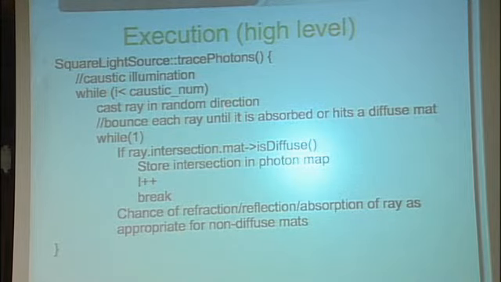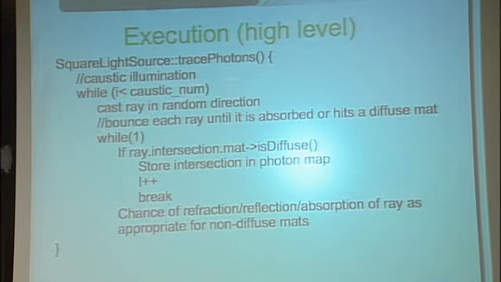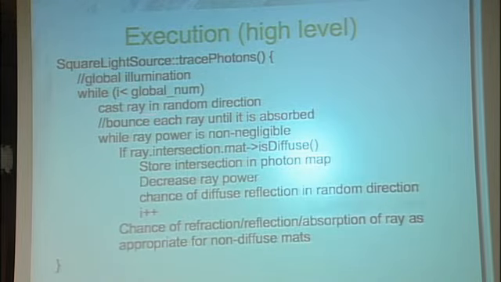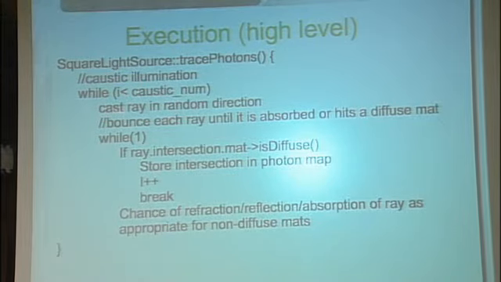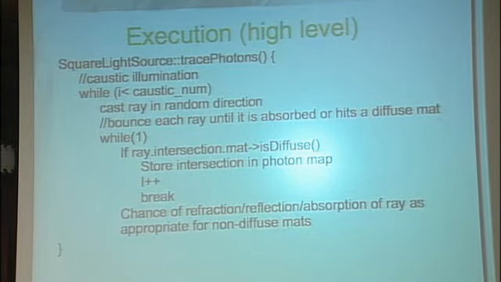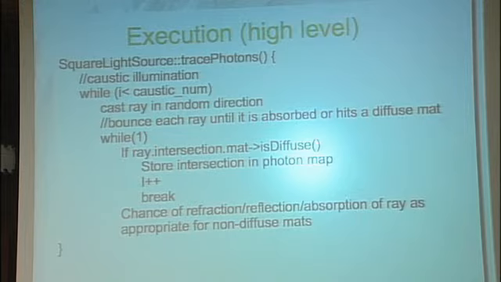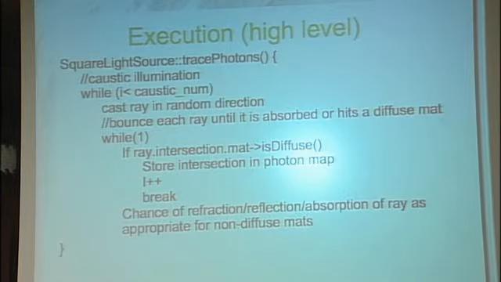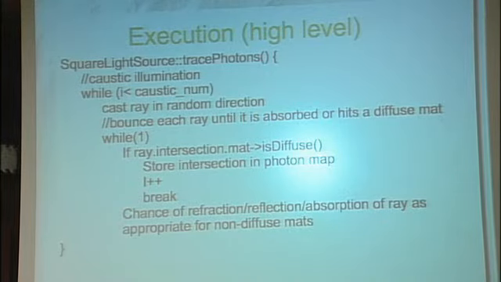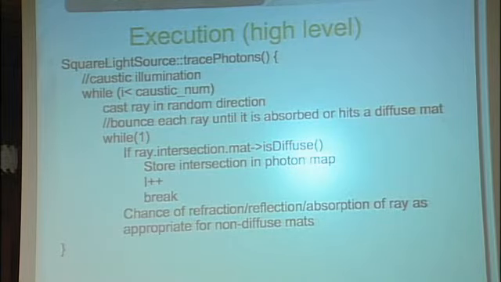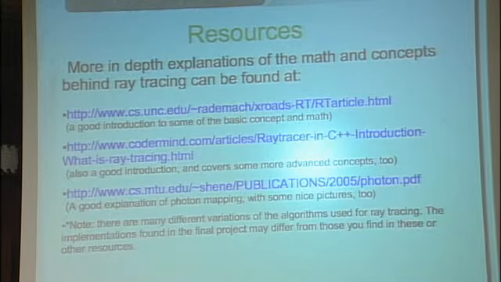For caustic illumination, it's pretty similar. You have some set number of photons you want to get into the map. You cast a ray in some random direction, and if the ray intersects with a diffuse material, you store the intersection in the photon map, and then you break. You don't keep bouncing the photons around. So that's basically it for the code overview.